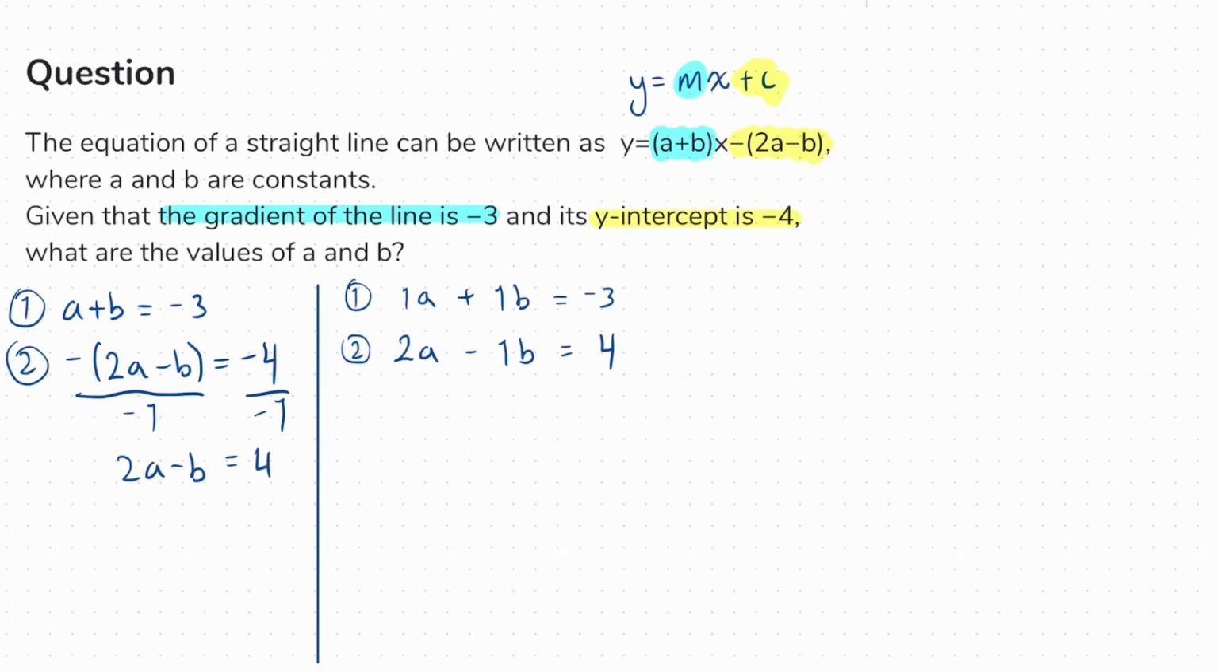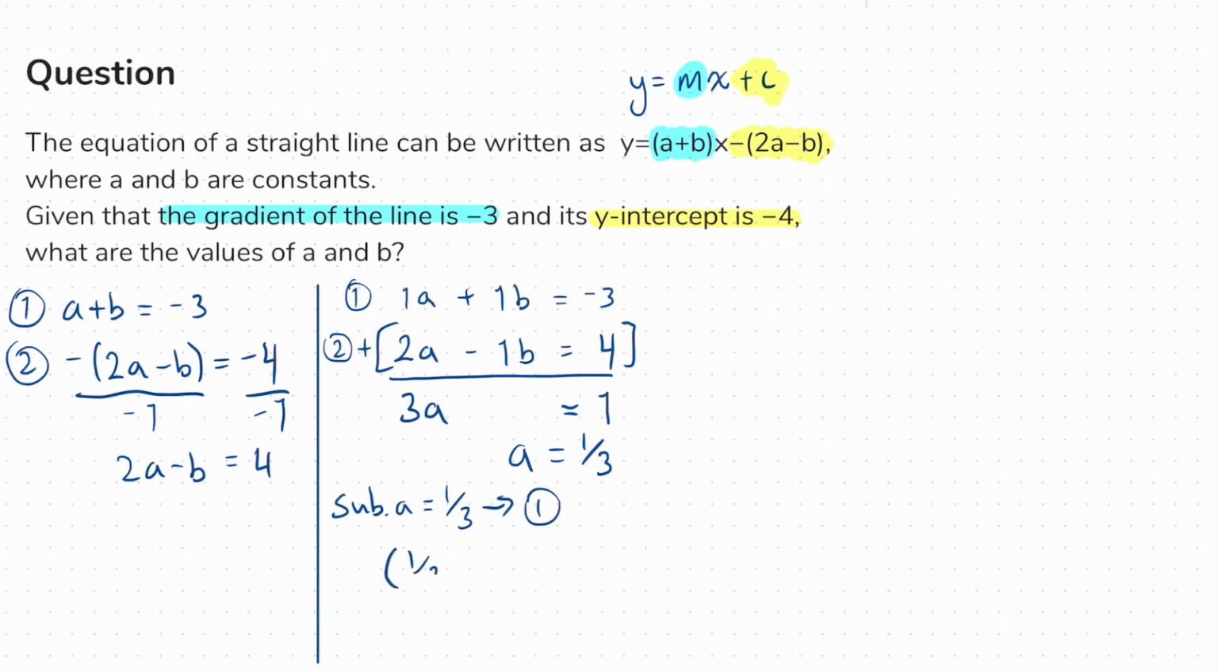So if I add both of these together, we normally do that with square brackets. 1 plus 2 is 3 lots of a. 1 plus -1 is 0. And -3 plus 4 is 1. So a is equal to 1 over 3. Knowing this, I can sub a equals 1/3 into the first equation. So a, which we know is 1/3, plus b equals -3. So if I subtract 1/3 from both sides, I get b equals minus 3 and 1/3.